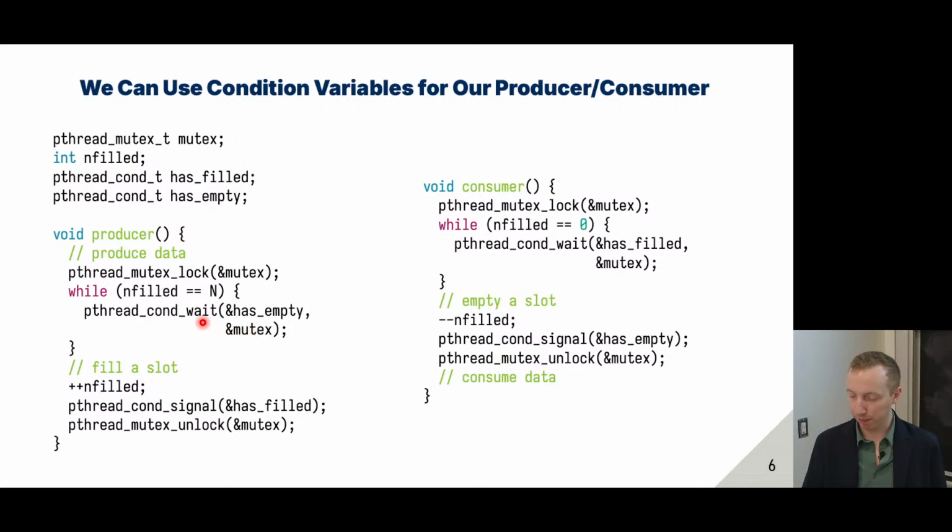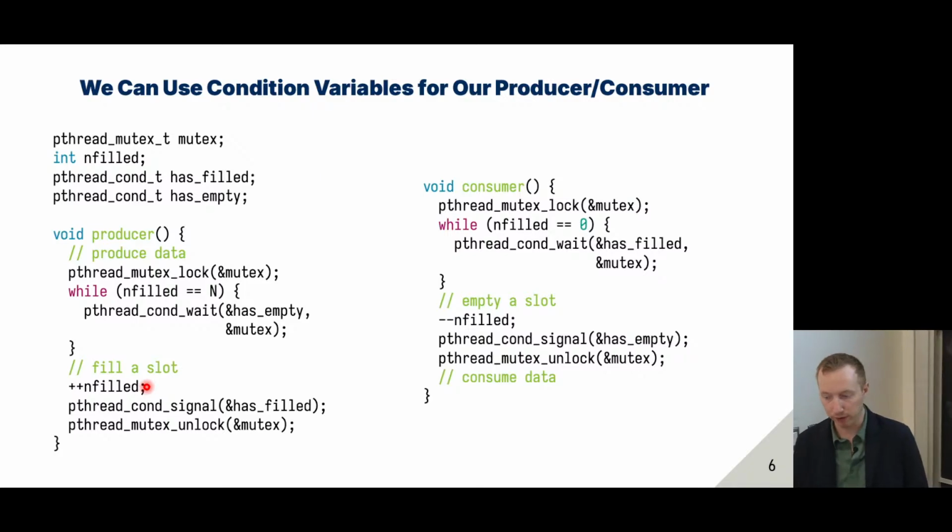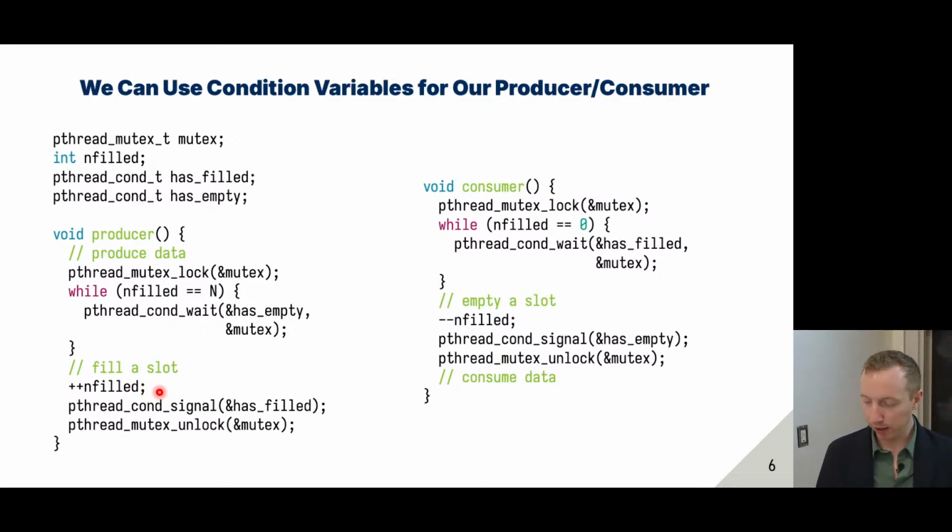If it gets woken up, it would reacquire the mutex, and if the number of filled slots does not equal N, so it's not full, it will go ahead and just fill a slot, increment the number of filled slots because we just filled a slot, still has the mutex, so we don't have any data races, and then it could go ahead, signal any thread that's waiting for a filled slot, and then unlock the mutex.